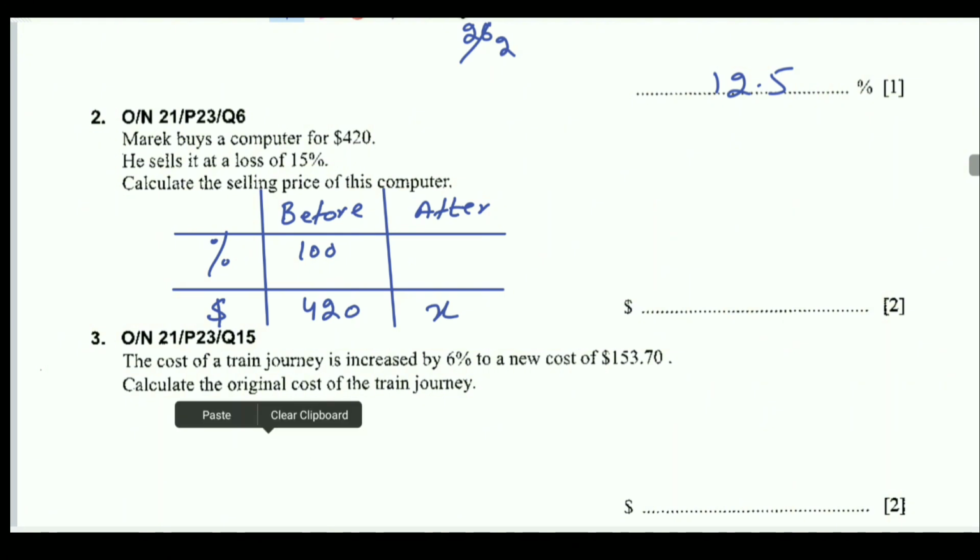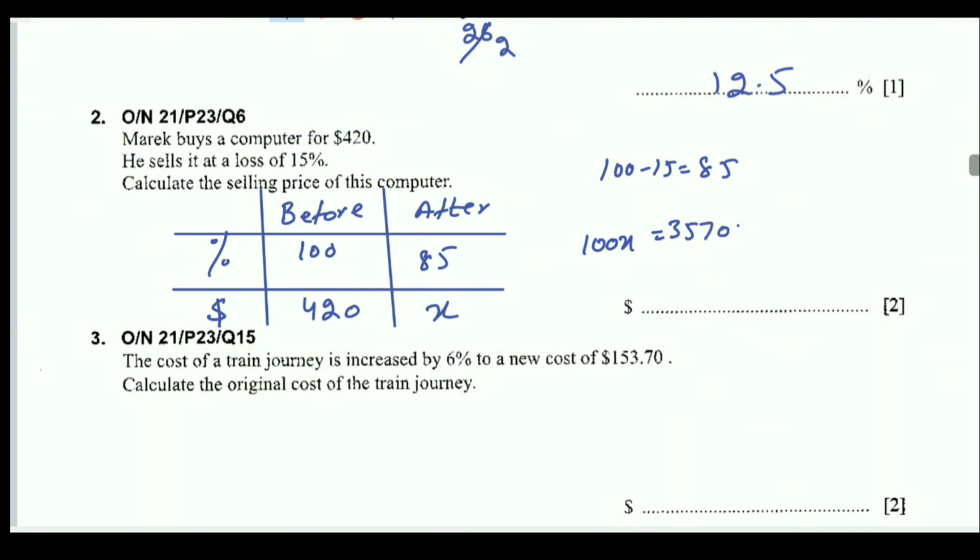He sells it at a loss of 15%. The second thing we have to decide is whether to add or subtract the 15%. As I told you, in a loss we subtract it. So 100 minus 15 is equal to 85. This is how we fill these boxes. Next, cross multiplication: 85 is multiplied by 420, which gives 35700, and x is equal to 357. So the final answer is 357.